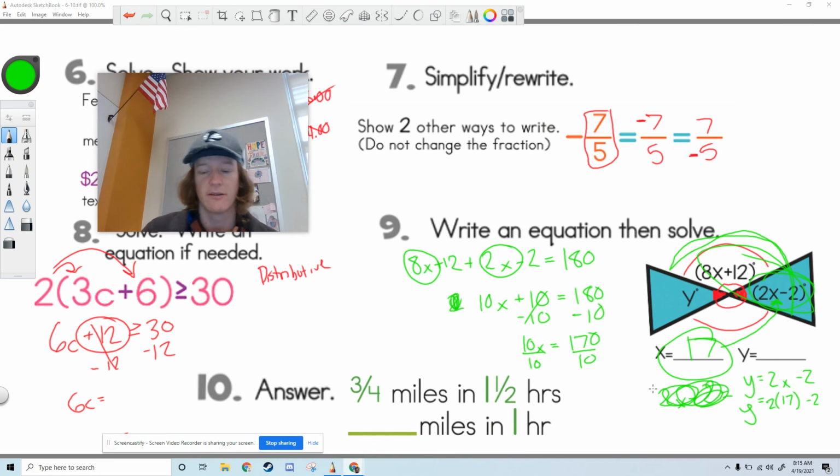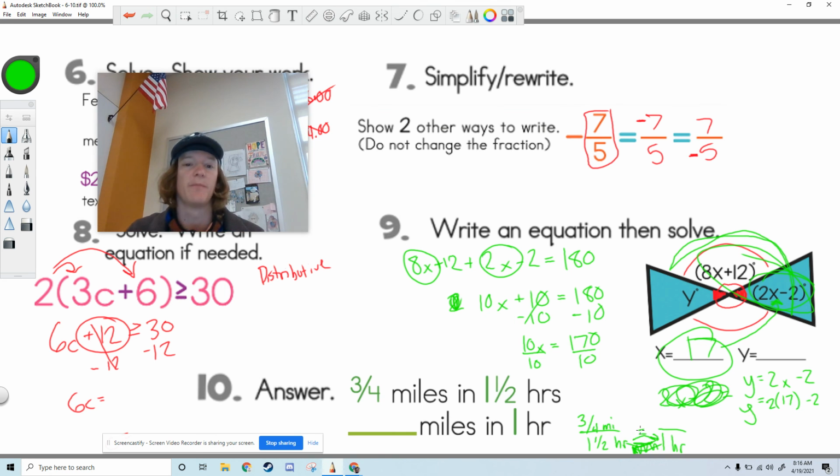Number 10, we need to solve this using a proportion. I know that 3/4 of a mile takes 1 1/2 hours. So what would 1 hour be? This is a unit rate problem. Figure out what we multiply by from 1/2 to 1. It's going to be a decimal. Might even be a repeating decimal, but that's fine. And then multiply that by 3/4.